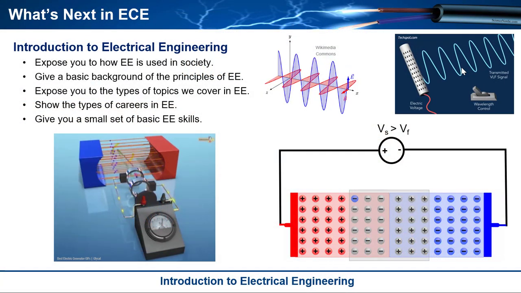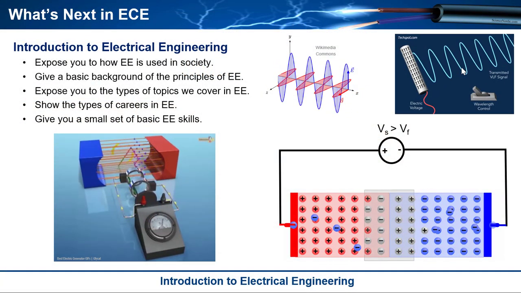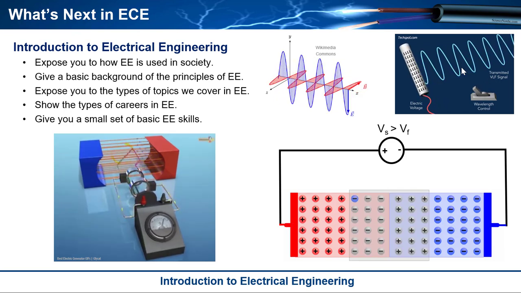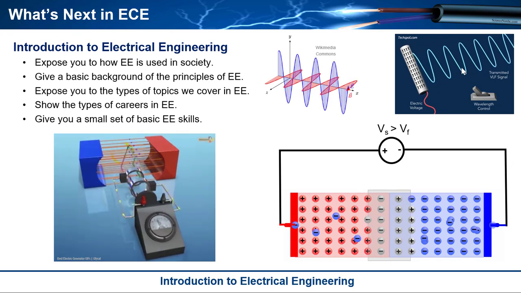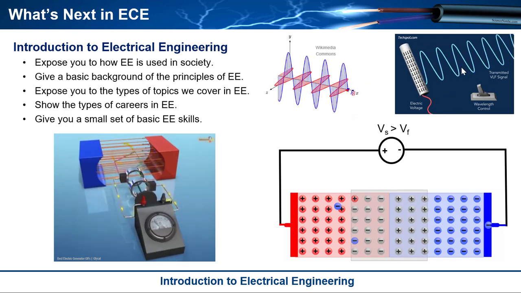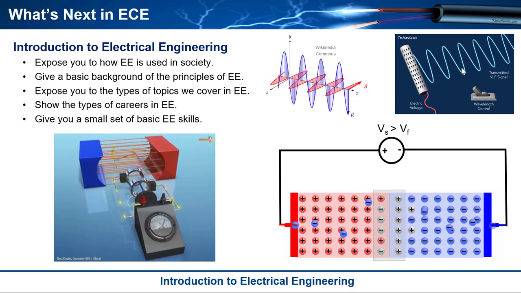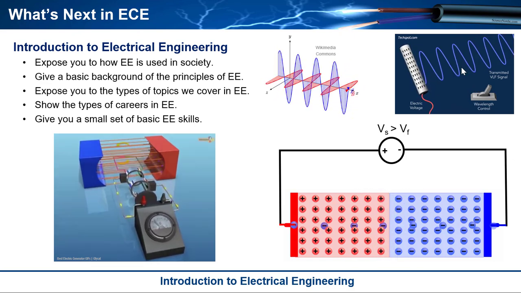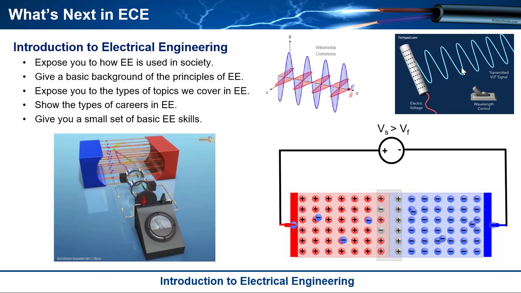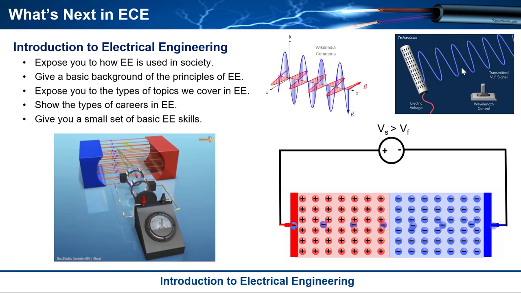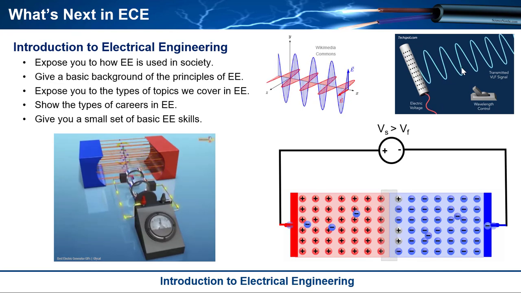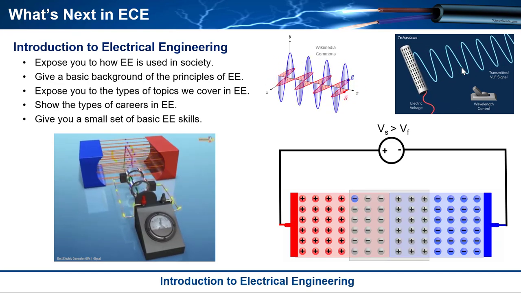So we started this series by trying to answer this question of what is electrical engineering? And it's not a question that you can answer really quickly, okay? Because you have to dig deep to understand some of the principles of electricity and magnetism before you can expand that out and talk about what those applications are used for, okay? And so the point of this was to expose you to how electrical engineering is used in society, but we had to go deeper into what things are. So you have to get a basic background of the principles of electrical engineering.